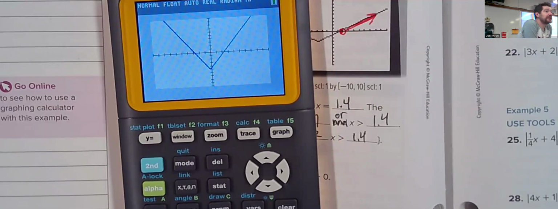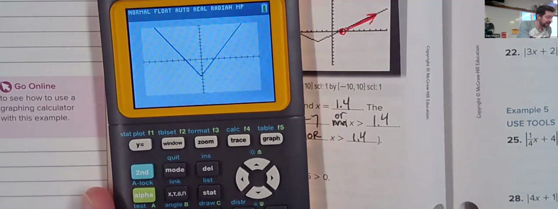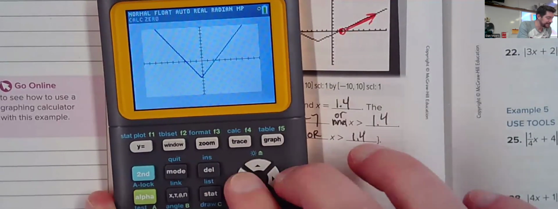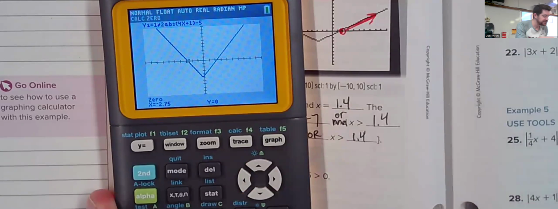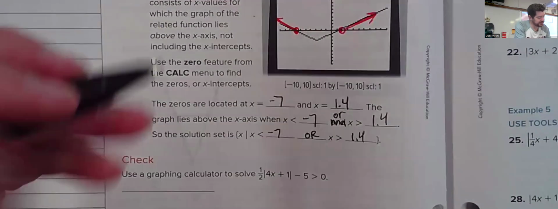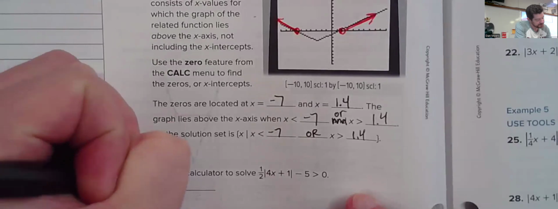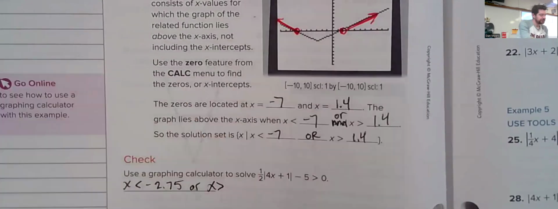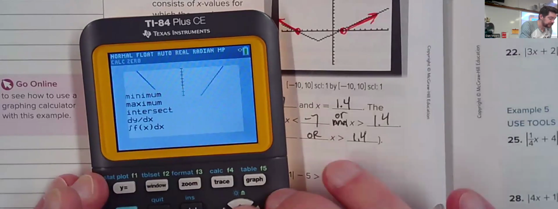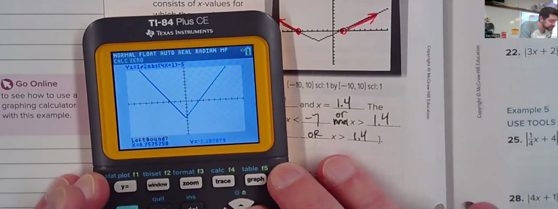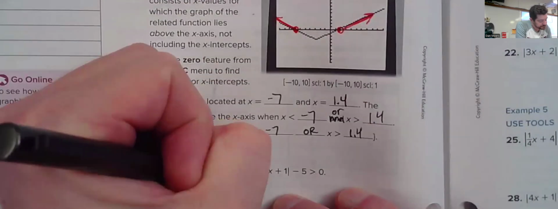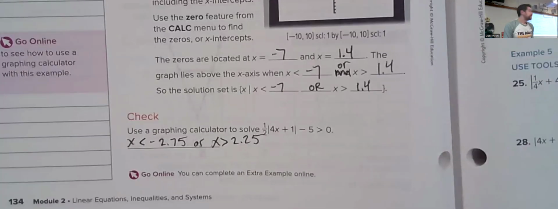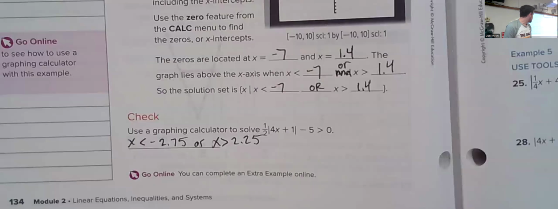Is that what the graph looks like on your calculators? Make sure I type it in correctly this time because I did not on the last one. All right. And then let's see, calculation, zero. Left, right, guess, negative 2.75. So we're going to have x. All right. X is less than negative 2.75 or x is greater than 2.25.